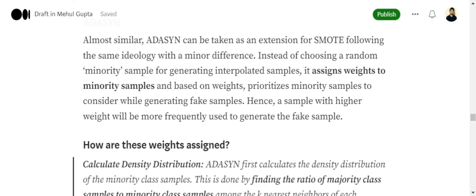So it's basically a weighted probability that we would be giving to pick the minority sample, and then eventually the rest of the process remains the same as for SMOTE. So we pick a weighted point, then we choose its k nearest neighbors, we pick a random k nearest neighbor, and we interpolate the point. So the only difference between SMOTE and ADASYN is how you pick the first point, the random point that we are talking about from the minority class. In case of SMOTE, it is random. In case of ADASYN, it is weighted.